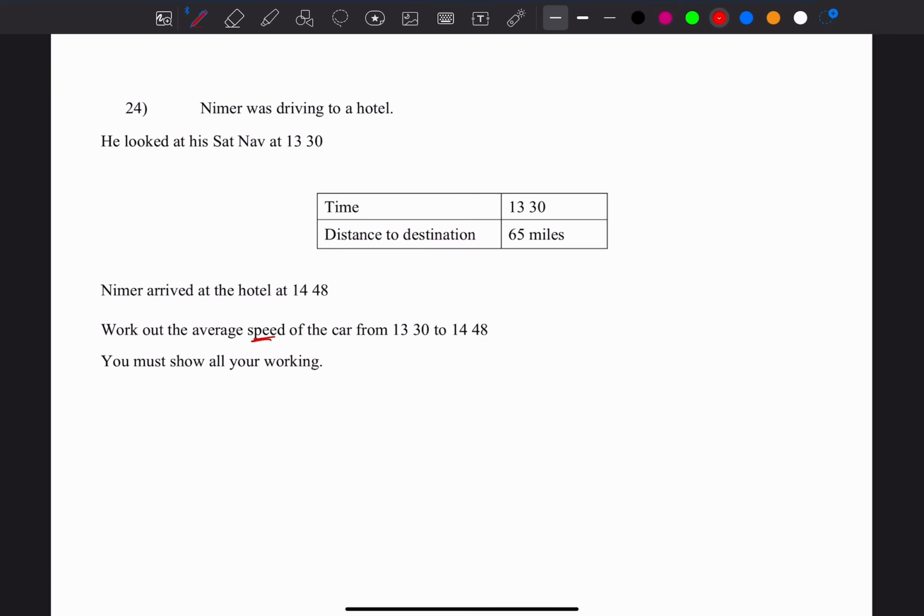Work out the speed. What is the formula of speed? Speed is distance over time. What is the distance? 65 miles divided by time taken. Time taken from 1330 to 1448. That is 1 hour 18 minutes.